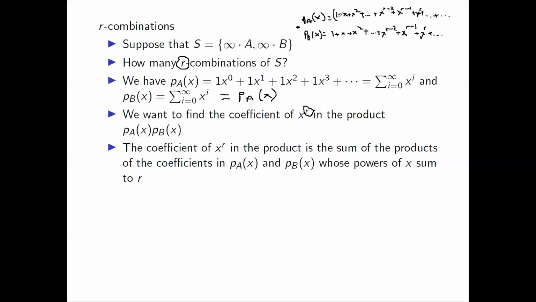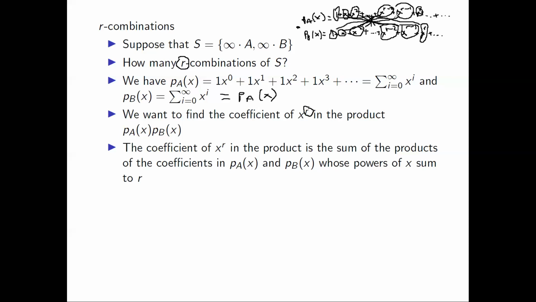So like the term 1 here, this is an x to the 0 term. This has to be paired with the x to the r term in P_B. So these two pair together. This x term right here has to pair with the x to the r minus 1 term from P_B. Those two pair together. The x squared right here pairs with the x to the r minus 2 term. Those pair together. And we just keep on going like this through the dots. And then we get the x to the r minus 2 pairs with the x squared here. So those pair. X to the r minus 1 pairs with the x here. And finally, that x to the r right here pairs with the 1.